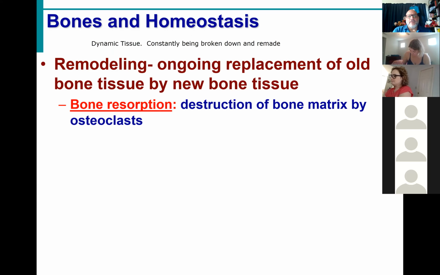The fancy term for breaking down old bone matrix is the process of bone resorption. And what cells would be involved in breaking down bone matrix? Osteoclasts, absolutely. And remember also, we always have to think of the flip side of it. When we break down the matrix, releasing the calcium, where does that calcium go?